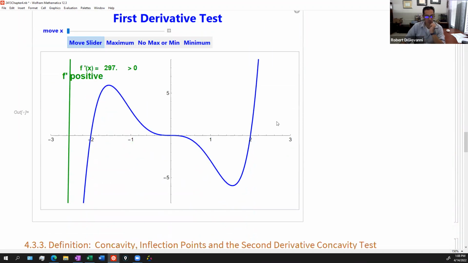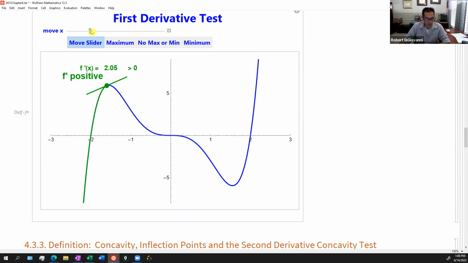So look at this picture. Everyone see that we have a local maximum right here at this point, right at this top point? Right here, we have a local max. Look what happens at that point.